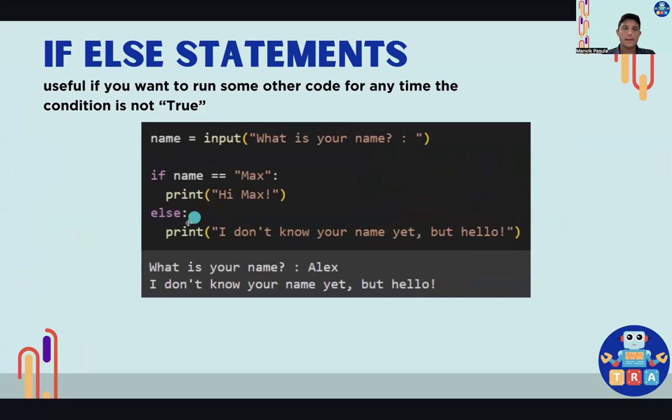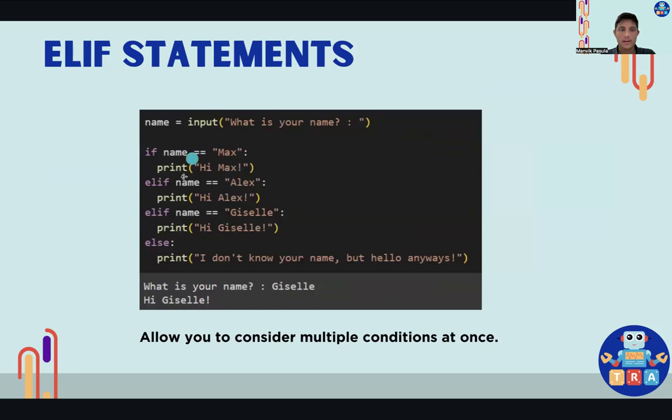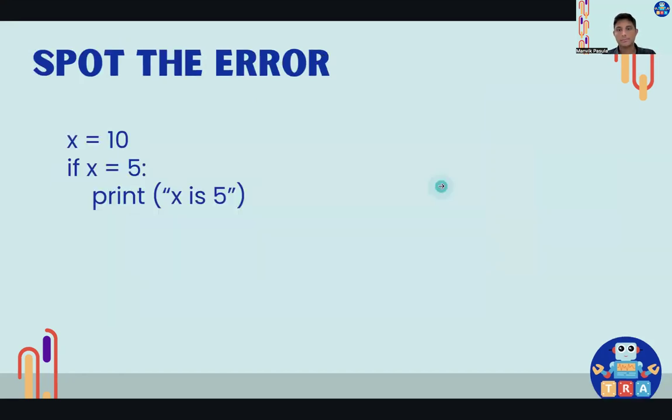Else statements let us say that if everything above is not true, then we'll do this else statement. Elif lets us add extra conditions. So elif name is Alex, elif name is Giselle, etc. And then we can pair if, elif, and else. So this makes a whole block. All of this is one statement, and if one of them is satisfied, then the whole rest gets skipped. So if the name is Max, then it won't check any of these other conditions.